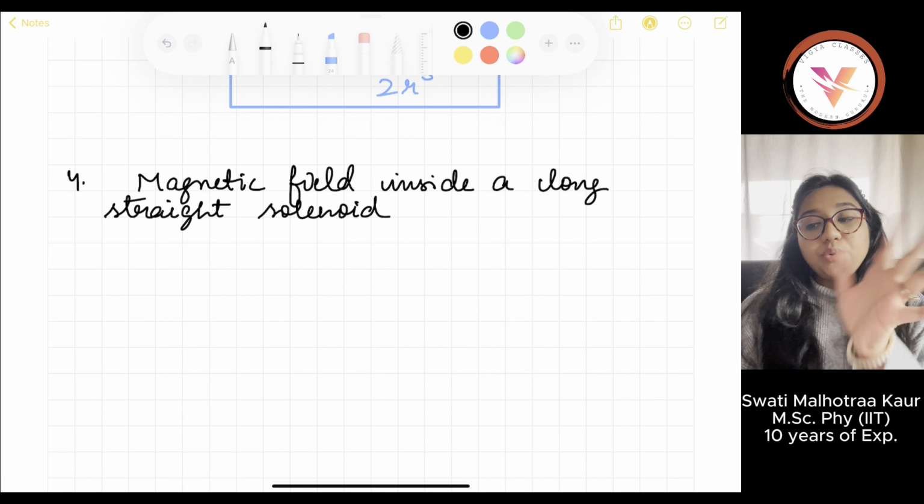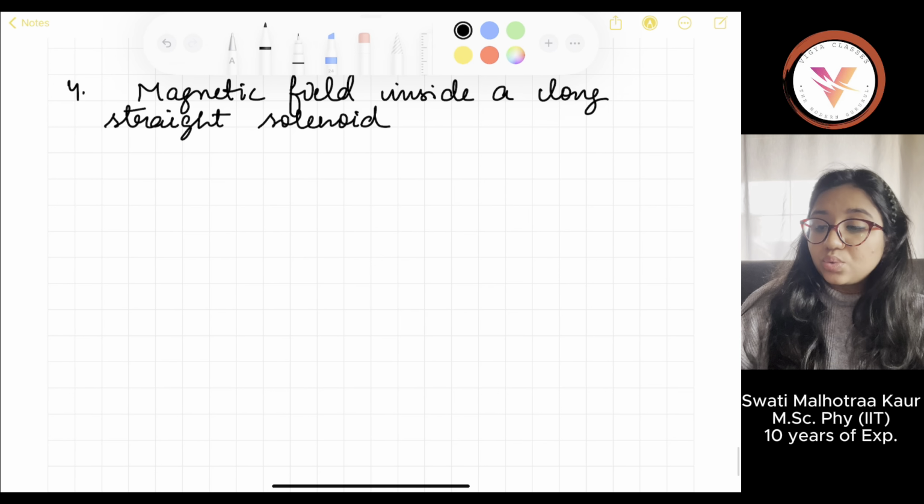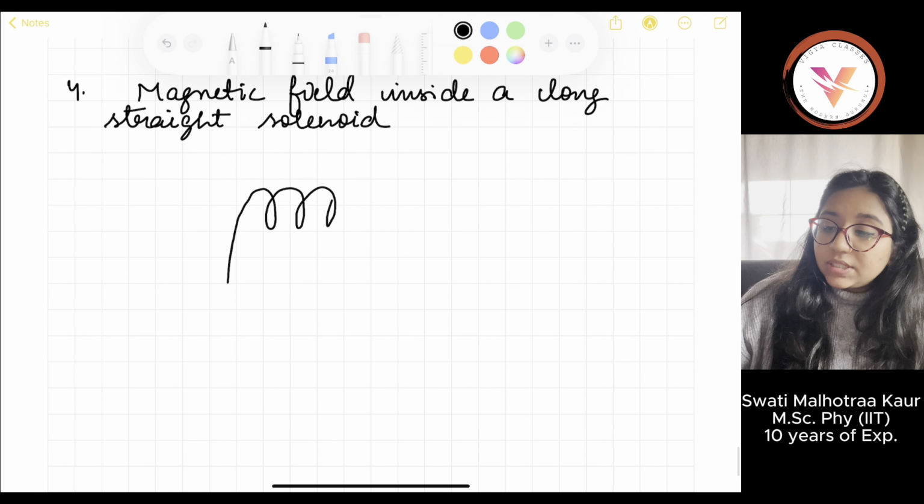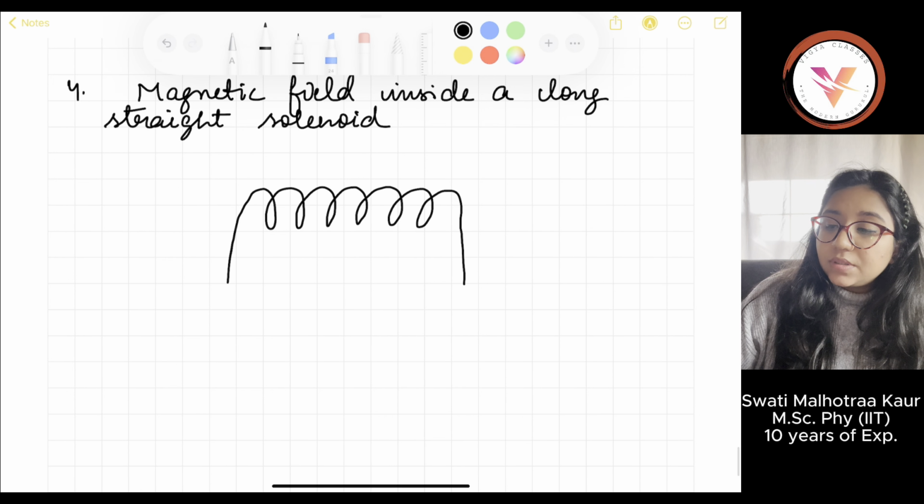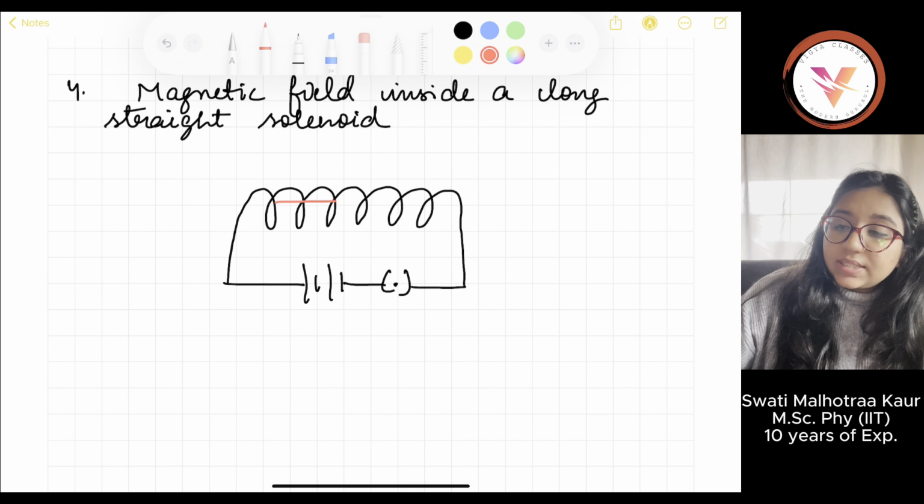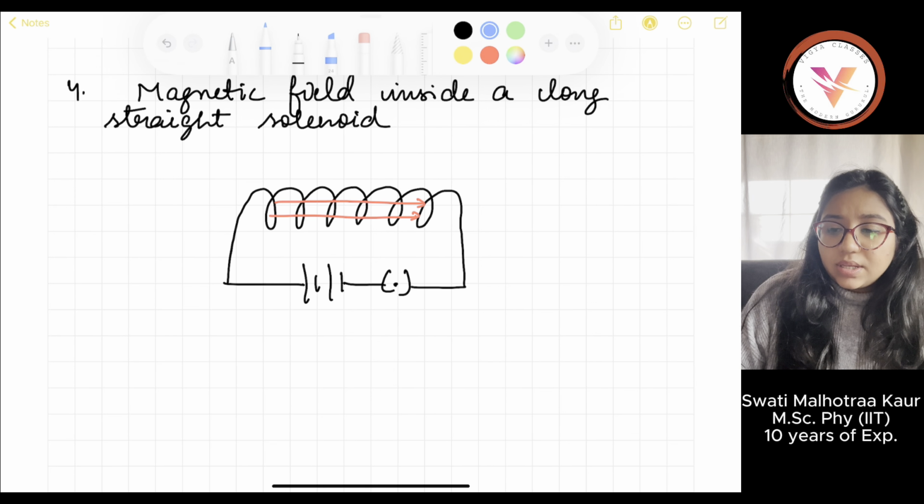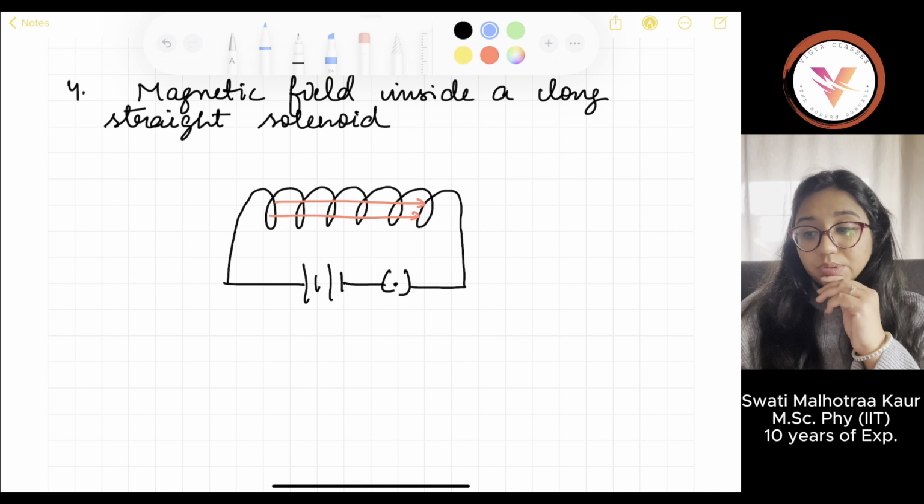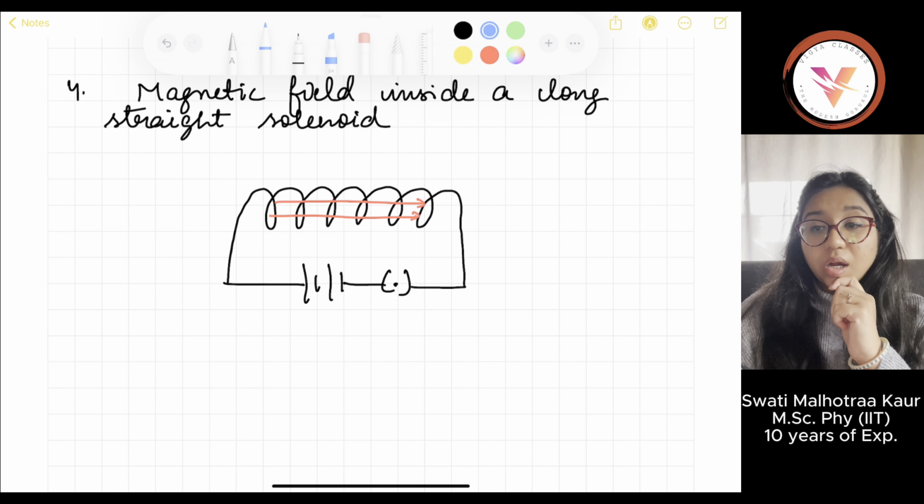Okay, so we are doing this using Ampere's law. So consider this solenoid. You know that inside the solenoid the magnetic field is uniform. A uniform magnetic field is there inside the solenoid, and it behaves also as a bar magnet, right? So now to calculate the value of this magnetic field, we are using Ampere's law.